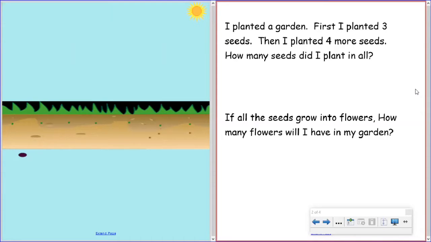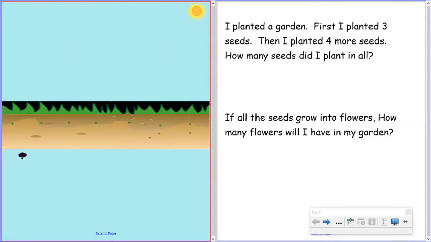All right, I planted a garden. Am I going to do anything yet? No, not yet. It hasn't told me what I'm planting. The next sentence says, first I planted 3 seeds. So what should I do? Plant 3 seeds. 1, 2, 3. There, I planted 3 seeds.